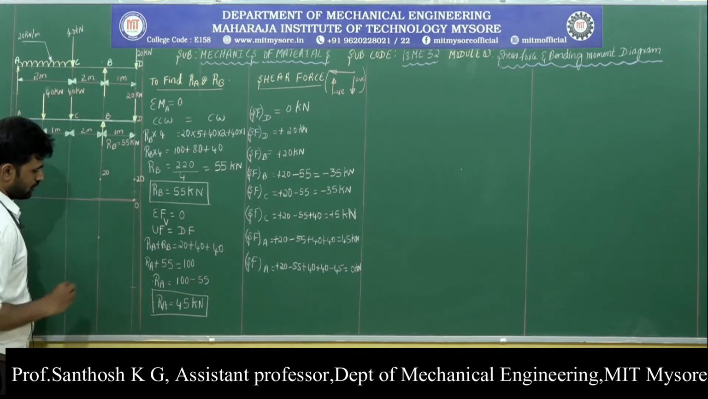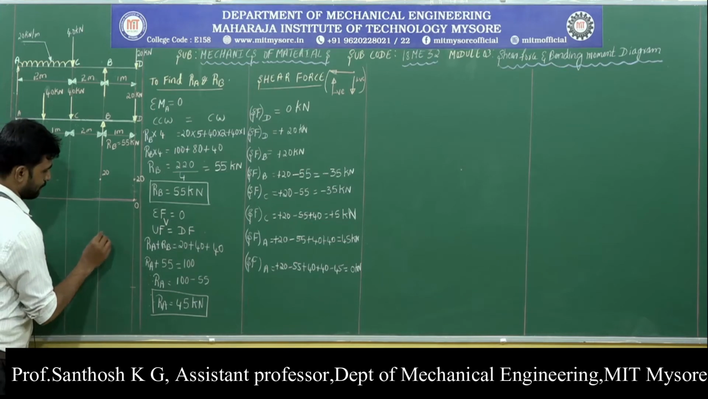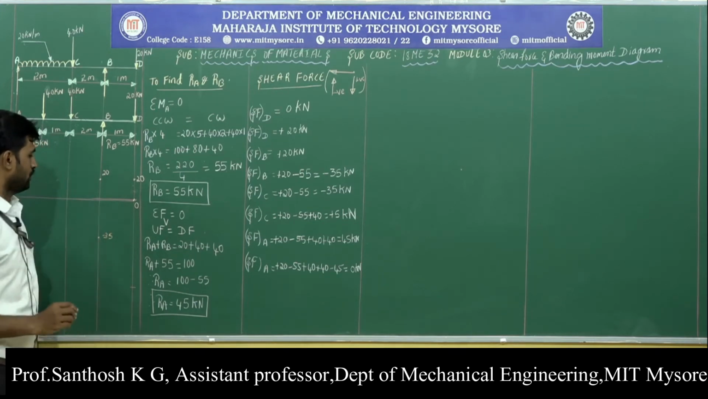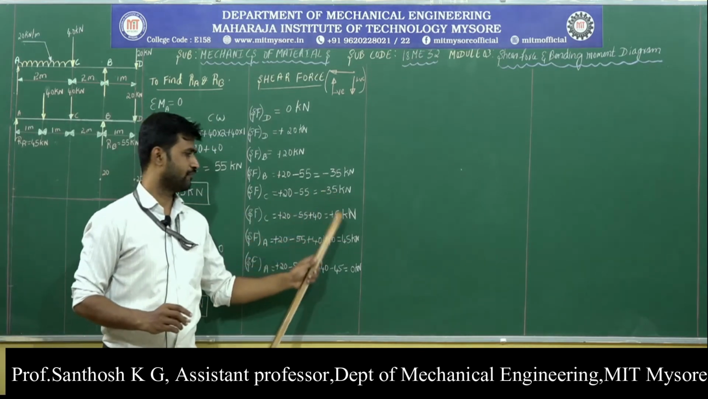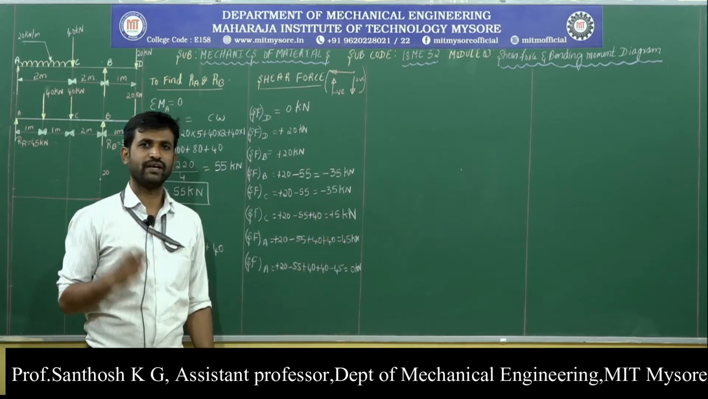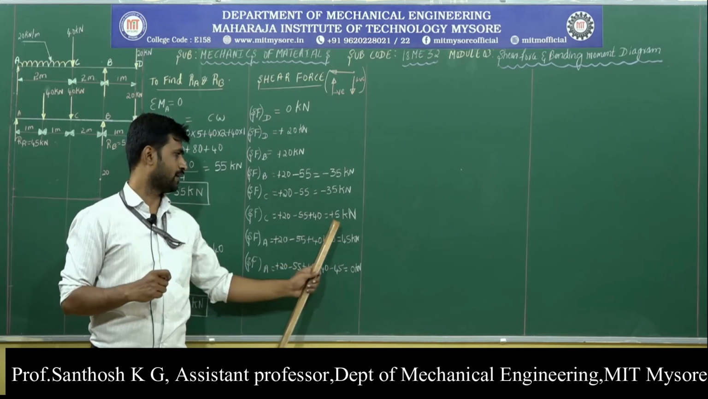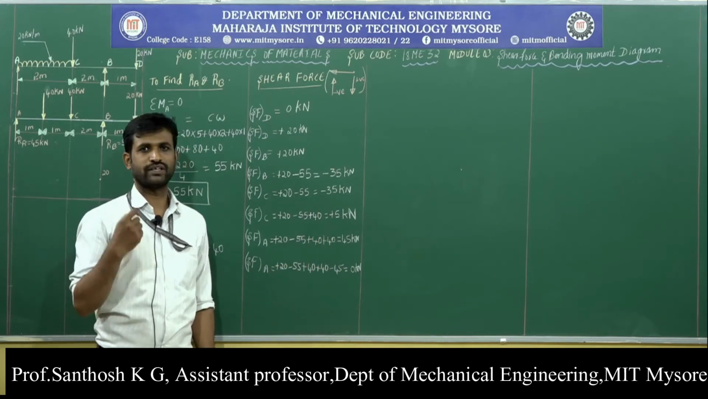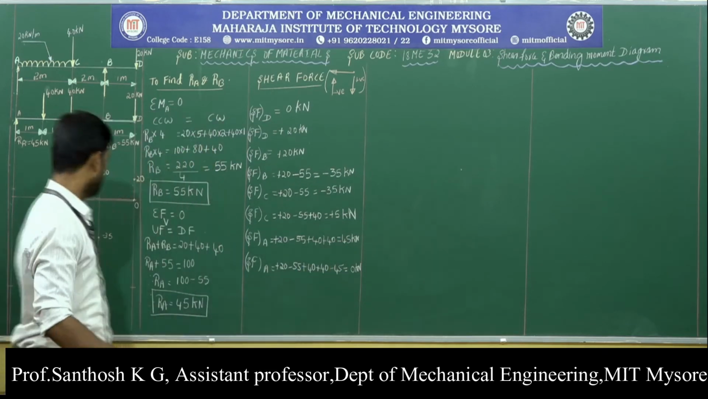So, at B, first we are having a shear force of magnitude plus 20 kilonewton, then we are having a shear force of magnitude minus 35 kilonewton. Next, if we come to point C, there we have two shear forces. One shear force is having a magnitude of minus 35 kilonewton and the second shear force is having a magnitude of plus 5 kilonewton.